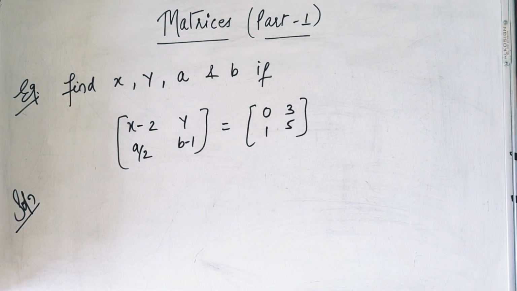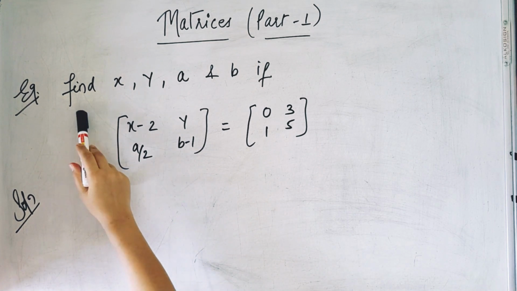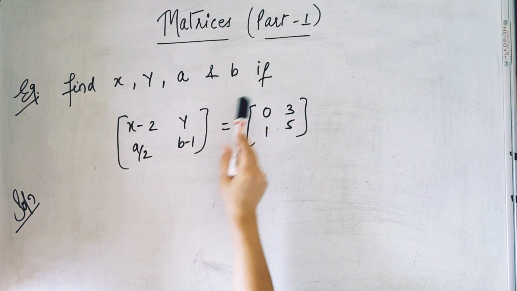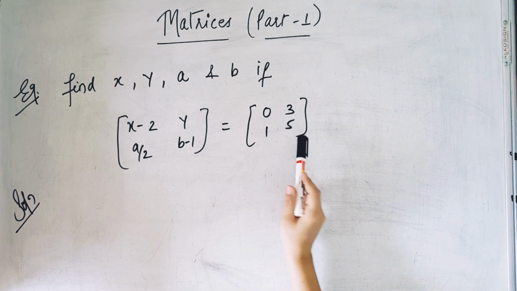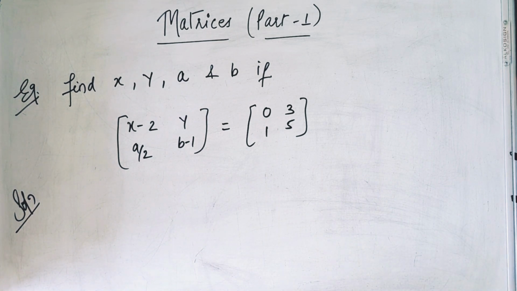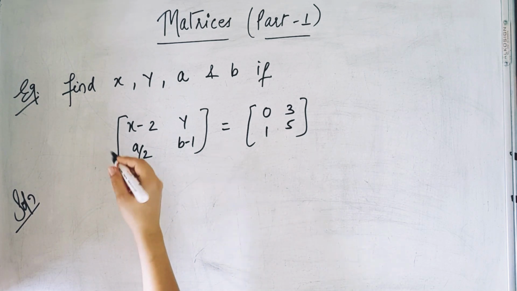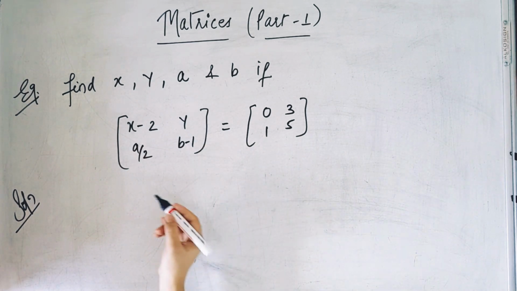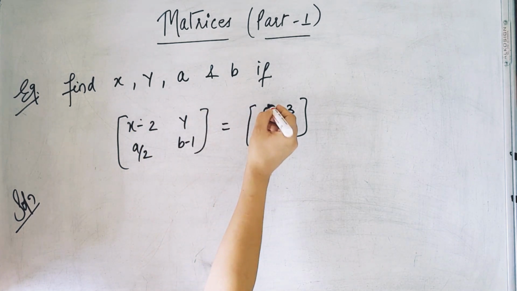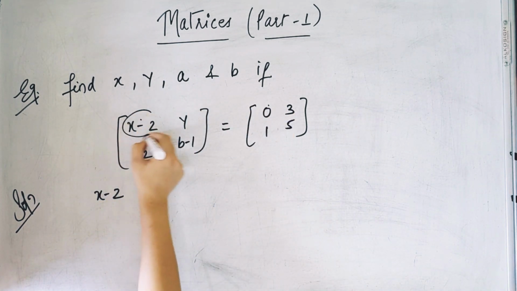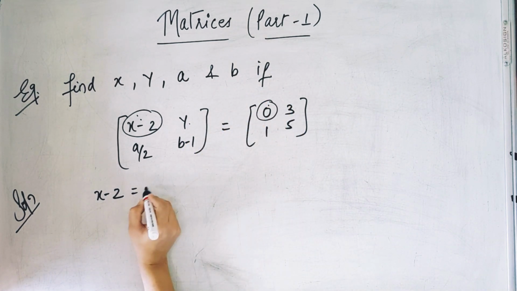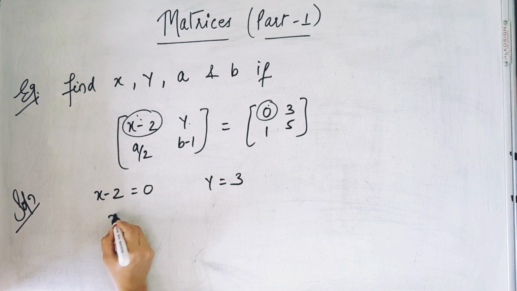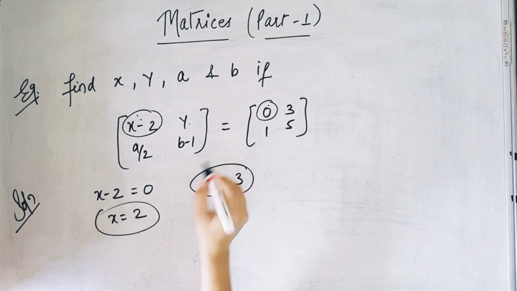Now see, for example, we are provided with one question: find x, y, a and b, if x minus 2, y, a by 2, b minus 1 is equal to 0 3 1 5. So this is equality of matrix. In this case, as I told, in equality of matrix all elements of one matrix are equal to the corresponding elements of the second matrix. So x minus 2 will be equal to 0, the first element equal to the first element of the second matrix, and y will be equal to 3. So x is equal to 2, y is equal to 3.